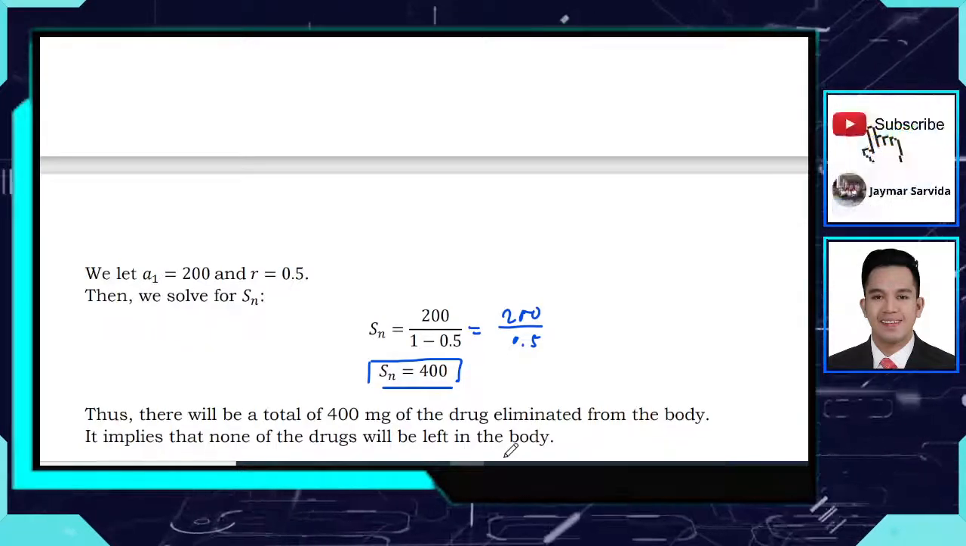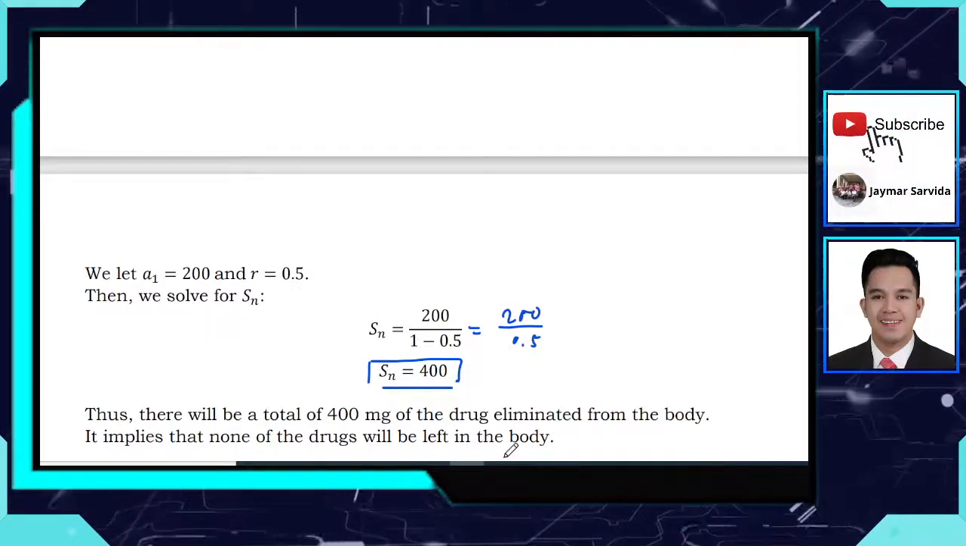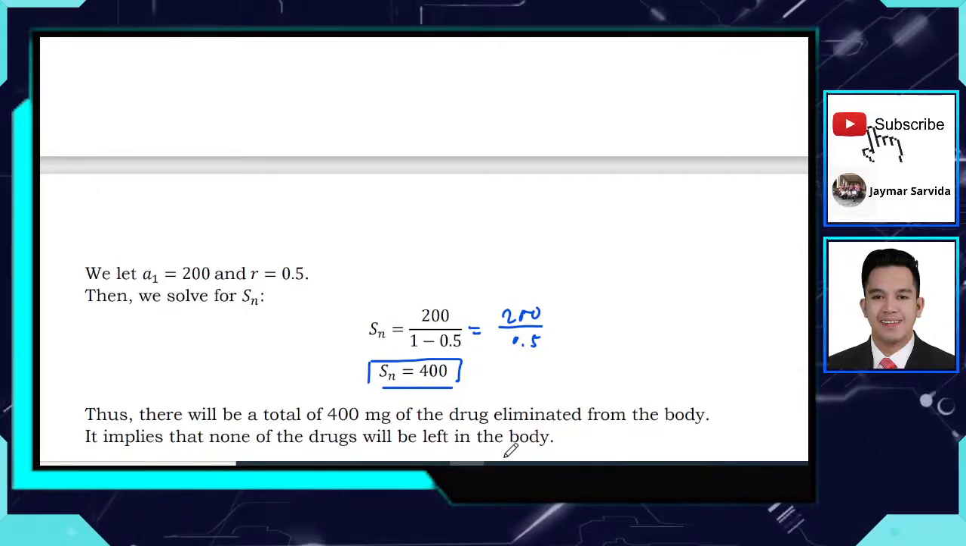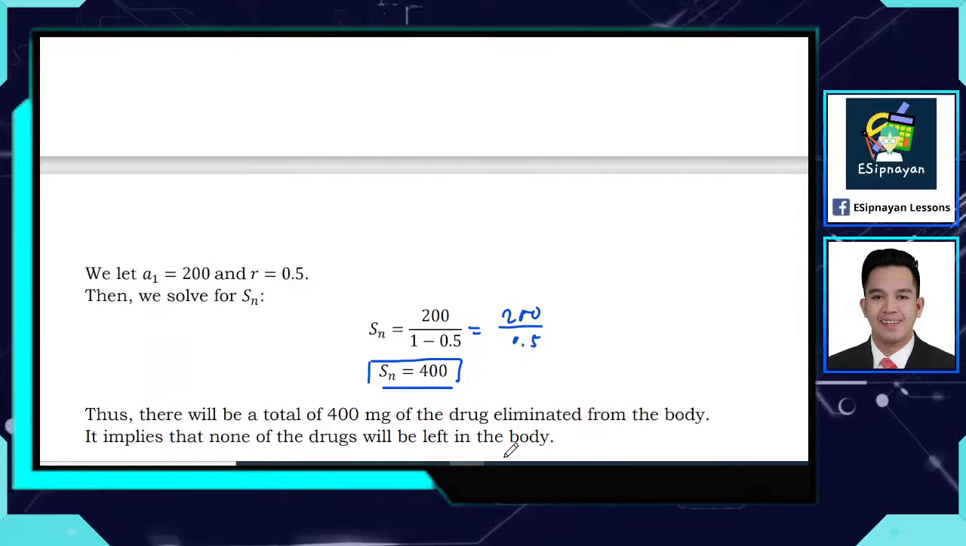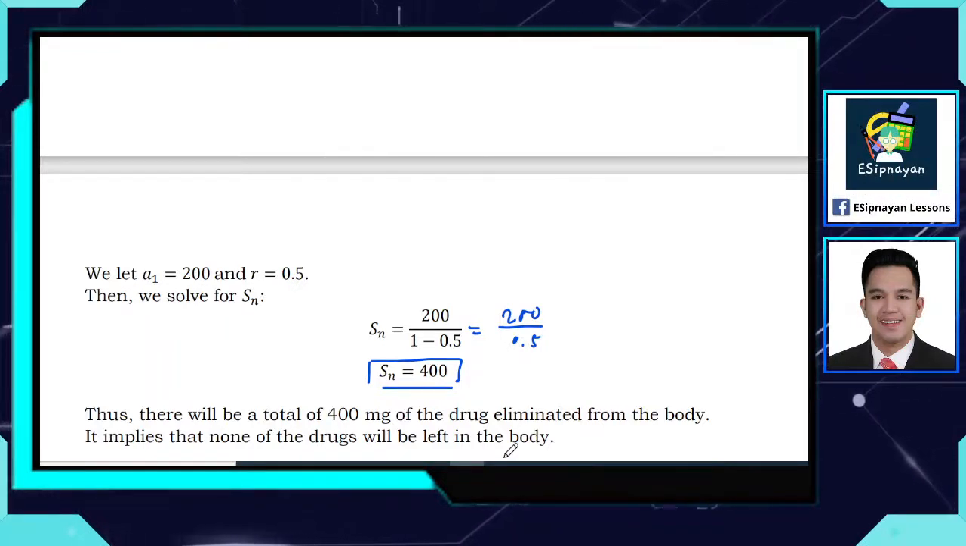Okay, so I hope na gets ninyo kung ano yung application ng infinite geometric sequence, yung application niya in real situation. Okay? So I hope na gets ninyo yung ating lesson.